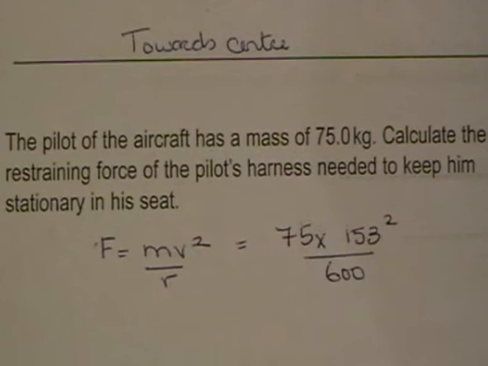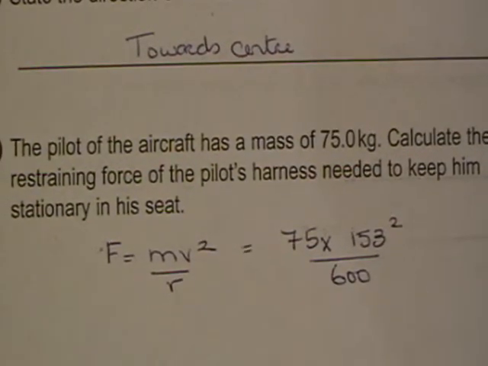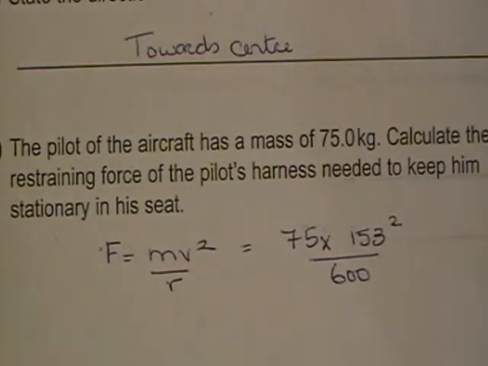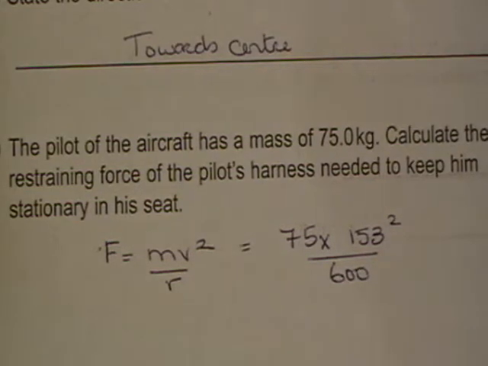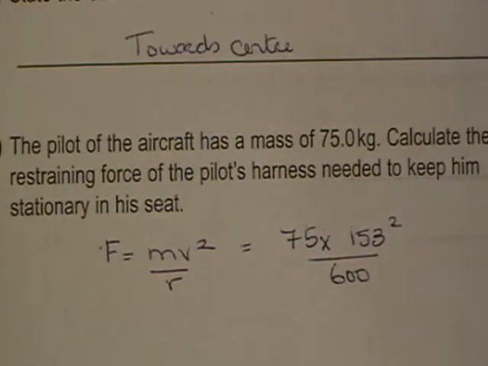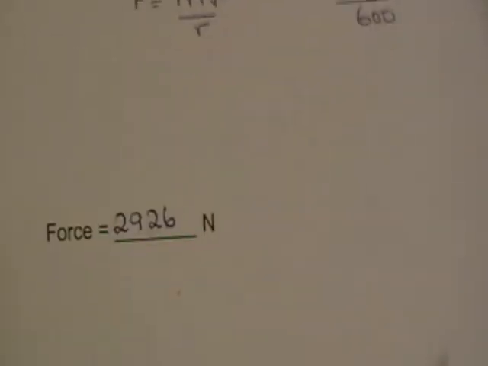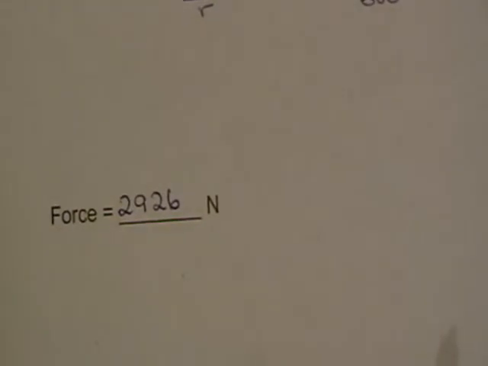Part 4, the pilot of the aircraft has a mass of 75 kilograms. Calculate the restraining force of the pilot's harness needed to keep him stationary in his seat. And again, a very straightforward calculation. F equals mv squared over r. 75 times 153 squared over 600 gives you 2,926 newtons.